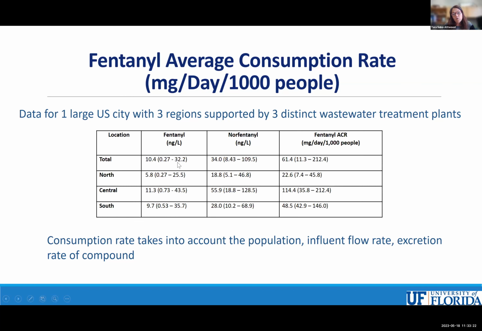So if you compare the total amount of consumption rate 61, and then you look at the north, central, and south regions, because we were able to break these out because we have samples from 3 distinct wastewater treatment plants, you can see that they vary pretty widely. So certainly in the central region, you're seeing very high levels comparably, 114 for the average consumption rate compared to the north areas of the city and the south areas of the city. So breaking the city up is important in helping to understand where we're seeing the most activity related to, in this case, fentanyl consumption rate.